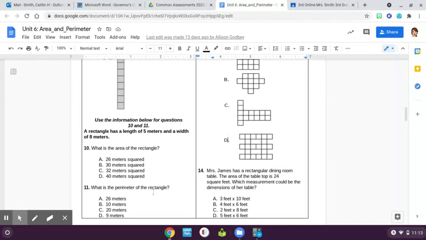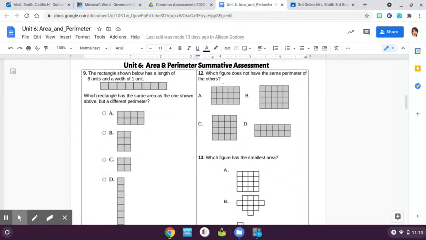What is the perimeter of the rectangle? We know a rectangle has 4 sides. Okay, so if I know one side is 5, there's going to be another side that's 5. If I know one side is 8, there's going to be another side that's 8. So I'm going to need to add up 5 plus 5 and 8 plus 8 and put those two together.